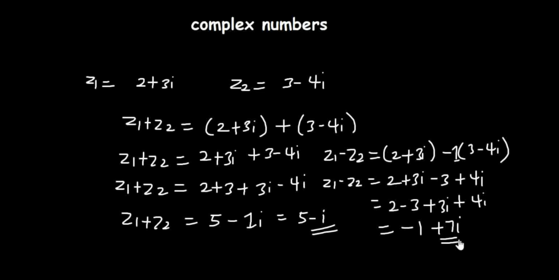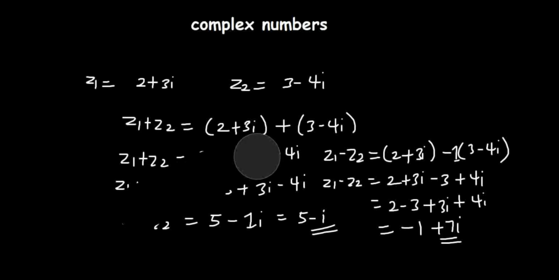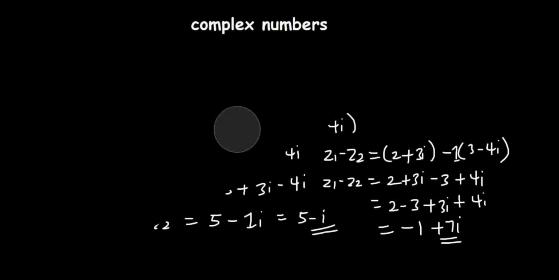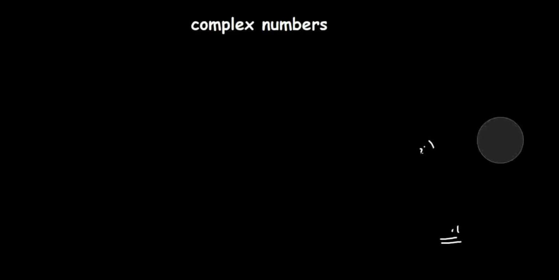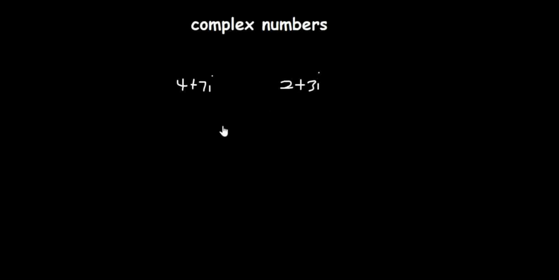Now let's take another example. So in this example, you can choose to pause the video and then try it. Then afterwards, you check my solution. So I have two complex numbers, which is 4 plus 7i, and then 2 plus 3i. So I'll consider this to be z1, and then I'll consider this to be z2.